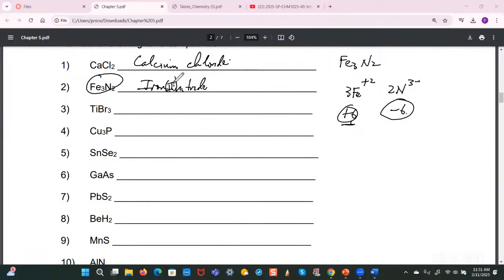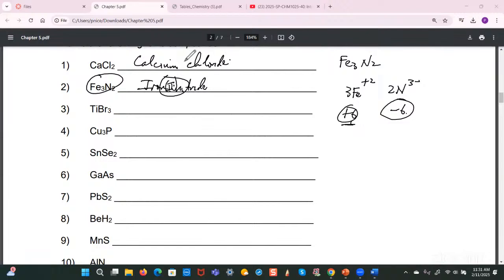Now remember, I don't know if I said this before, so let me say it now. We only indicate the charges in Roman numerals if and only if the element can display more than one charge, right? So we would not use that in the case of the first one, because calcium has only one charge associated with the calcium ion, and that's +2.